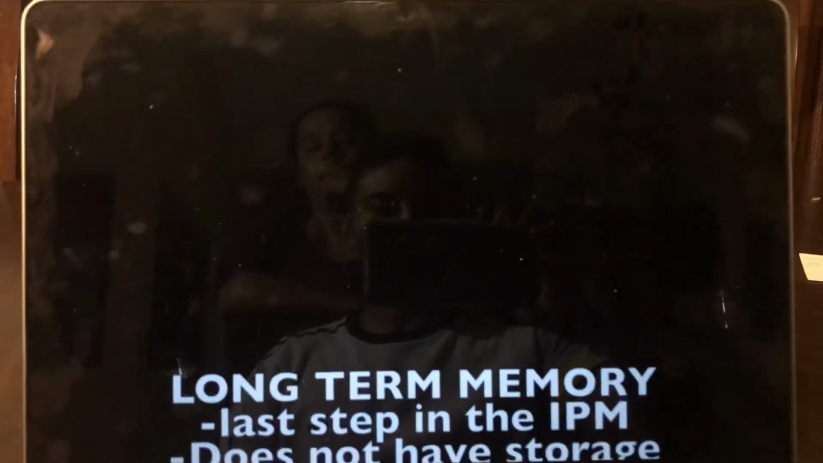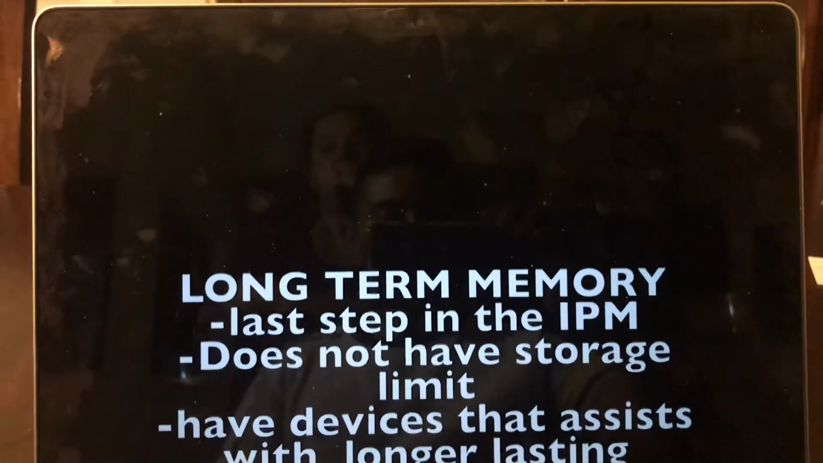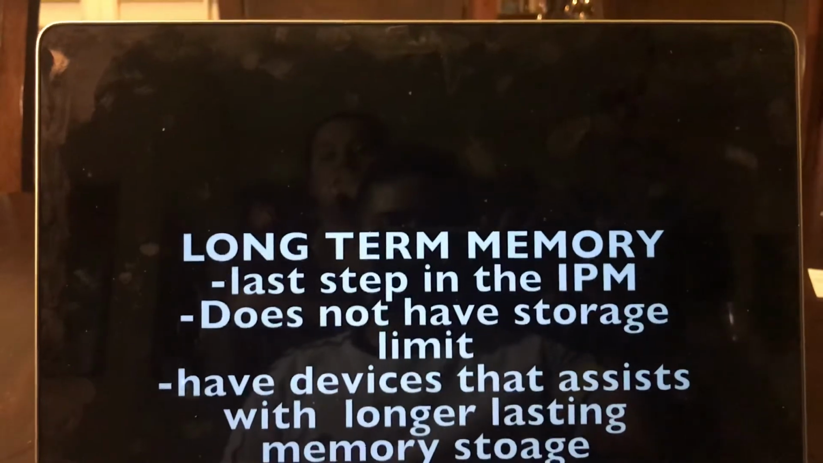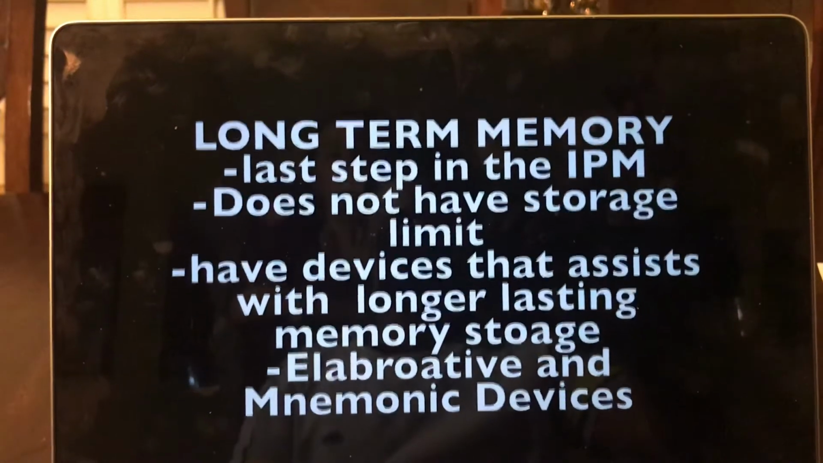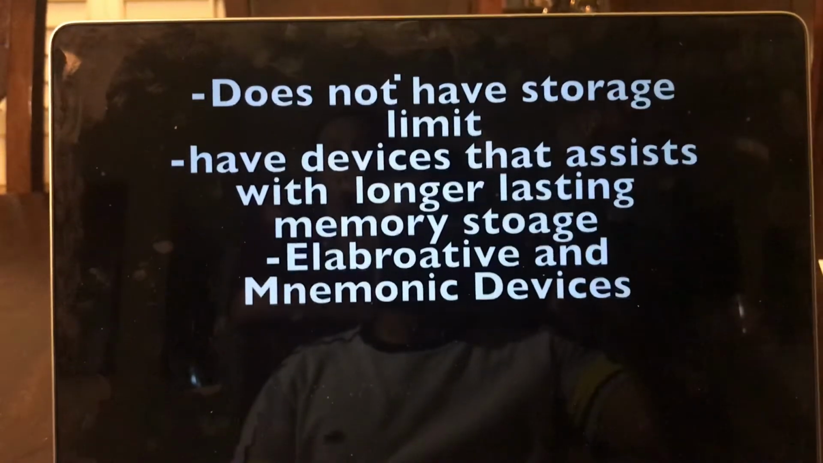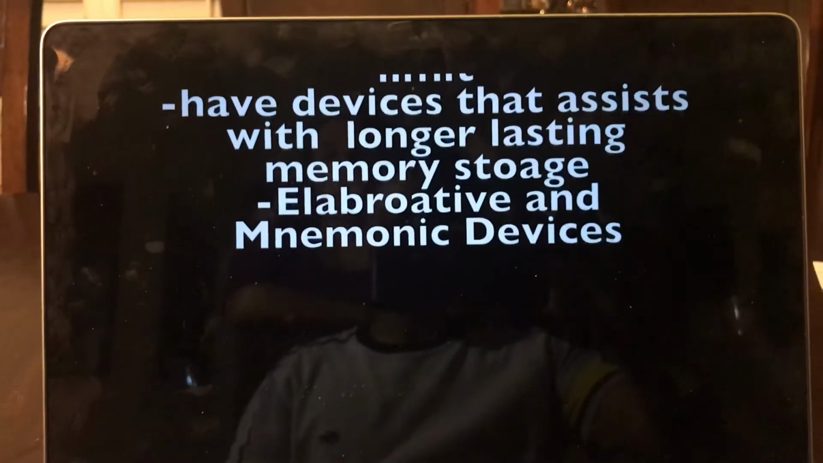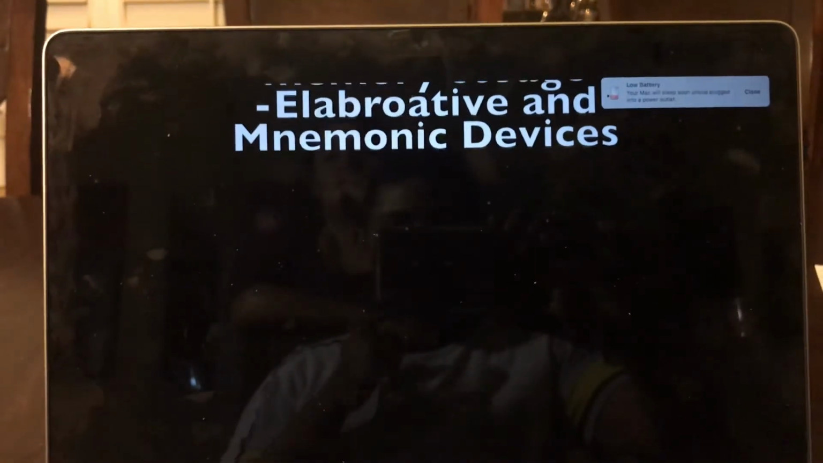The concept of long-term memory is the last step in the information processing model and is the only component that does not have a storage limit. Devices that could assist in longer-lasting memory storage are chunking, which creates meaningful connections that group similar thoughts, memories, and images together. Also, mnemonic devices help as well.